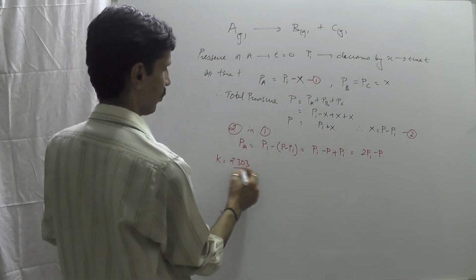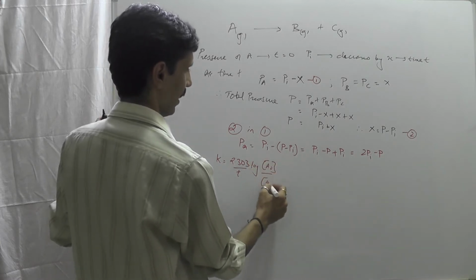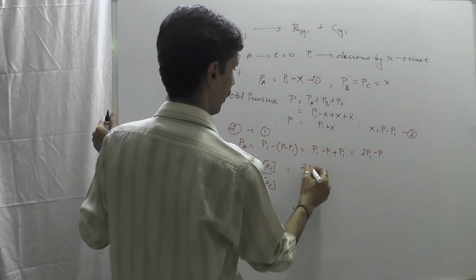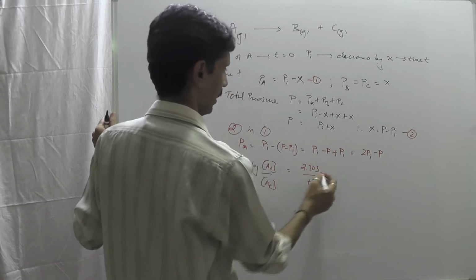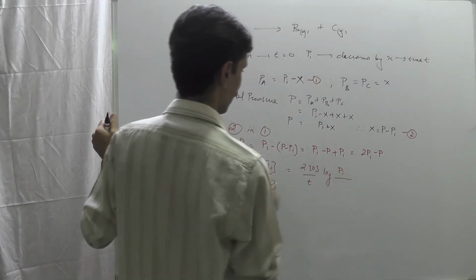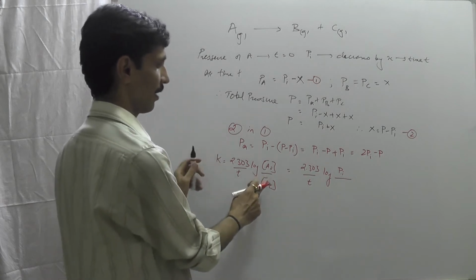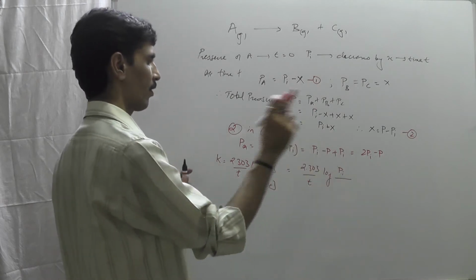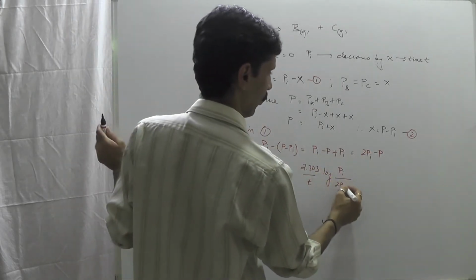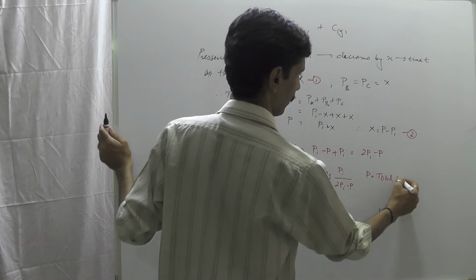K is equal to 2.303 upon T into log of A0 upon AT. Now that is nothing but 2.303 upon T into log of A0, where A0 means the initial pressure, that is Pi, divided by AT. AT was the concentration at time T. Now we go on pressure at time T, that is Pa. And what formula did we get for Pa? 2Pi minus P, where P is equal to the total pressure.